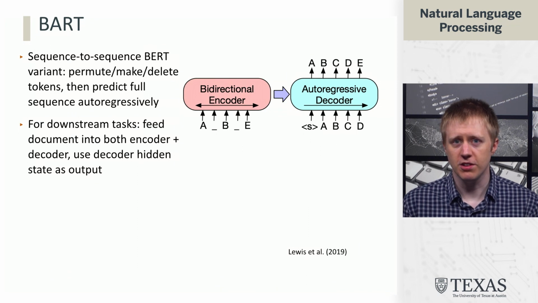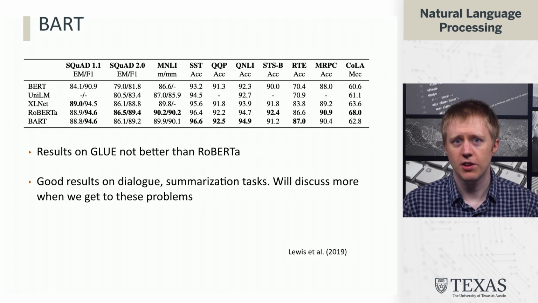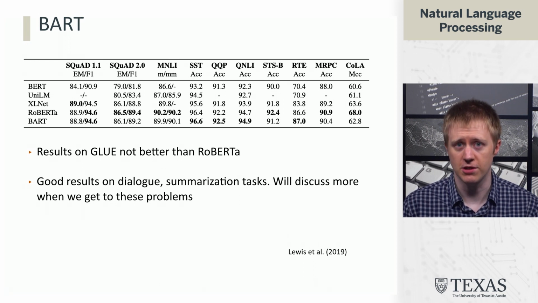So essentially, this is a way of pre-training a sequence-to-sequence model, and the nice thing about this is it lets you learn a model that should be good at certain types of copy operations, for example. The results they had on the GLUE tasks were not really better than RoBERTa. But the big selling point of this was results on dialogue and particularly summarization.